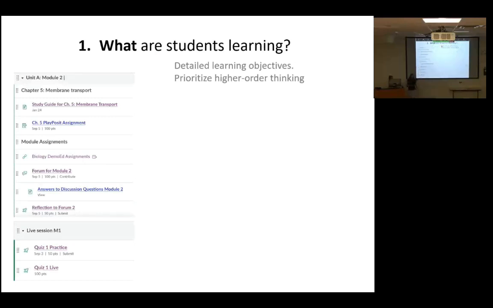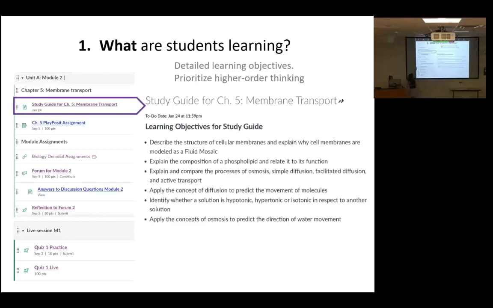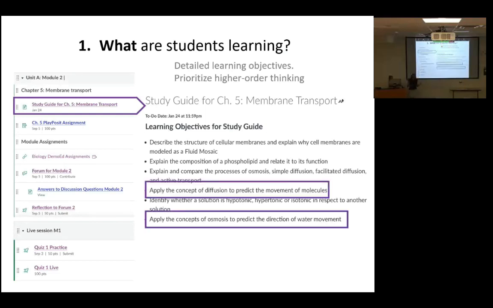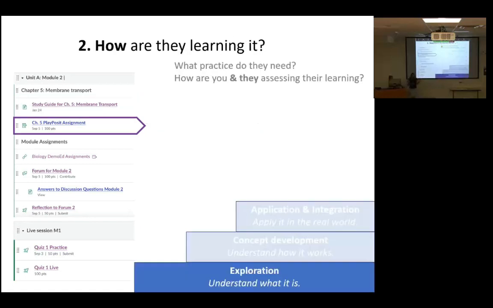And the first thing to start with is, what do I want the students to learn? So it starts with very detailed learning objectives, and the students get to see this list of the learning goals for that particular module. And always having higher order objectives in mind. In my case, application type of questions and integration type of questions.